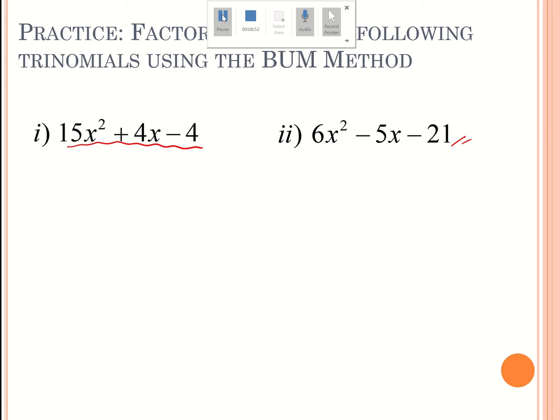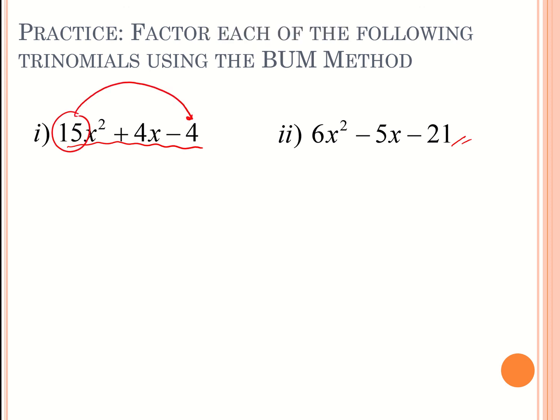Alright, so here's the bum method. I'm going to take this 15 and multiply with the negative 4, so you get x squared plus 4x minus 60. Okay? So two numbers that multiply to negative 60 and add to positive 4. And if you're good with factoring, you know it's going to be x plus 10, then x minus 6.